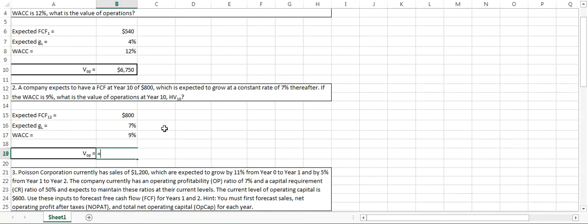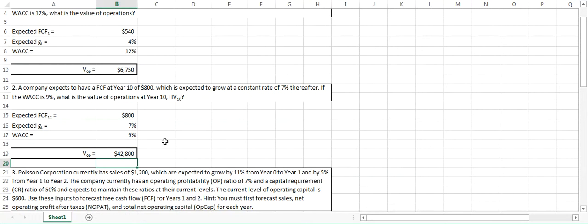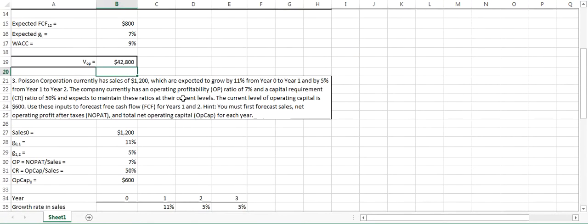Therefore, in this instance, we would take the free cash flow times 1 plus the growth rate and divide that by the difference between the WACC and the expected growth rate. So the value of operations is 42,800.